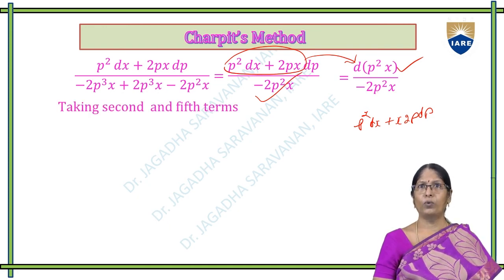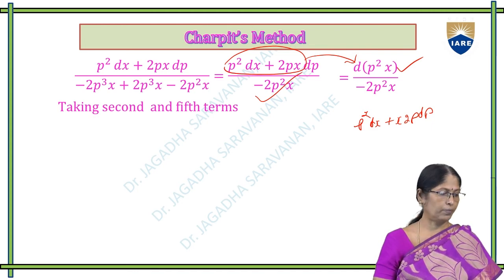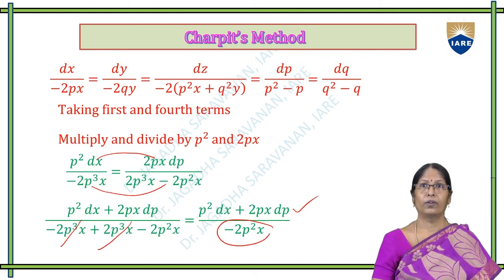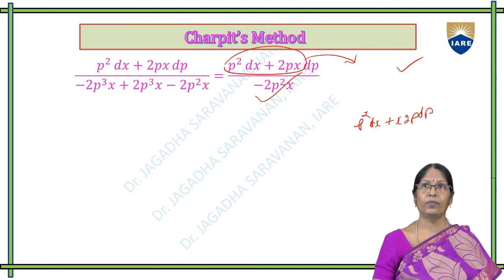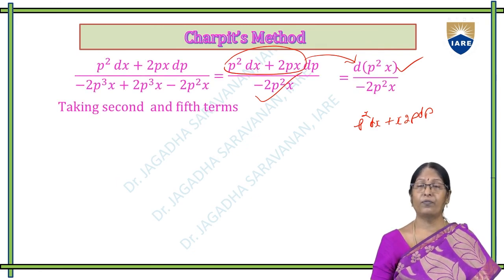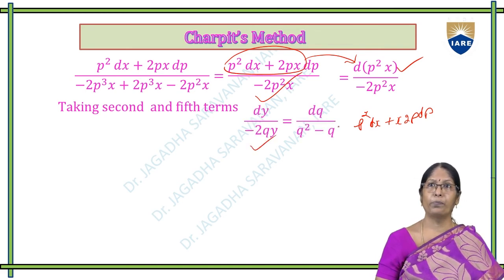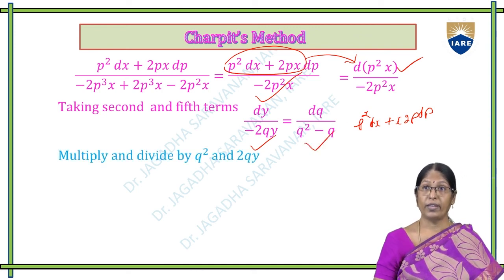In such a way, first and fourth we have taken, and we obtained this result. Next, second and fifth we are going to take. This is our second member, here the fifth member. The second member, we are going to multiply numerator and denominator by q square.